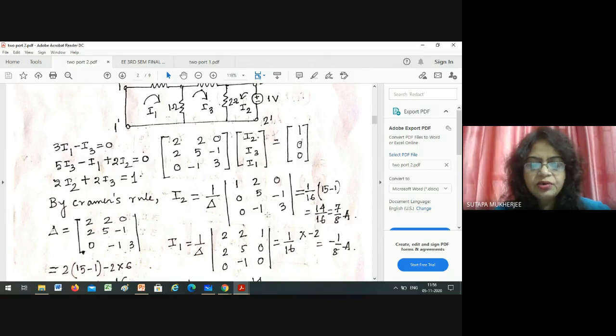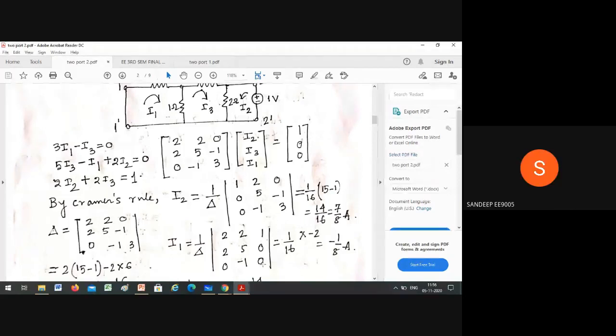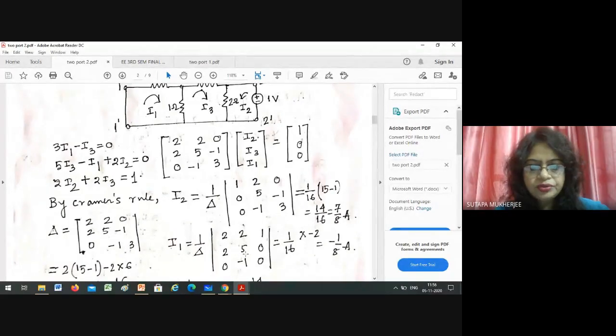Is there any requirement to determine I3? I think you have to determine I1. Yes, you have to determine I1. Then what is I1? Pritam, what is I1? 1 by delta. This will be replaced by 100, right? Yes, ma'am. So 220, 25 minus 1, 100. And the determinant of this was definitely 1 by 16, you have told me.